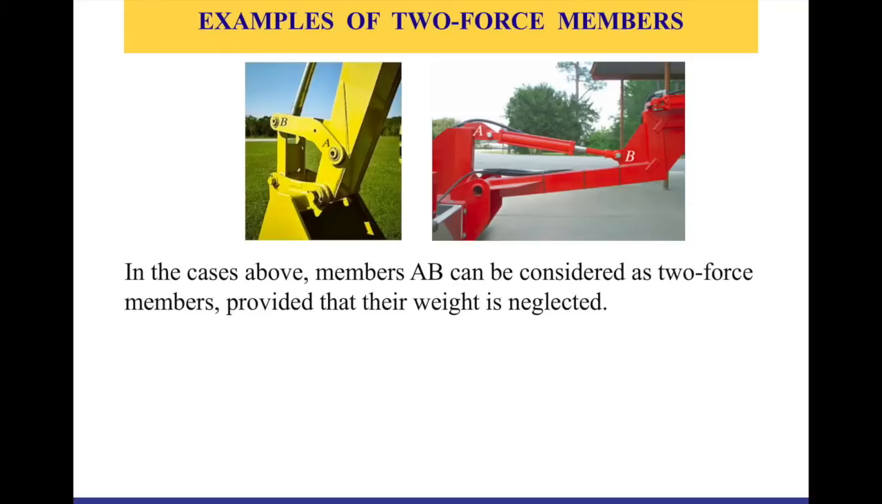So in the cases above, the member AB can be considered a two force member, because you have a force applied at point A and at point B, and there's nothing applied on the member from the middle. Same thing for A and B, nothing applied in the middle of the member. So there's a special case that we can use to simplify our static equilibrium analysis. So how can we do that?